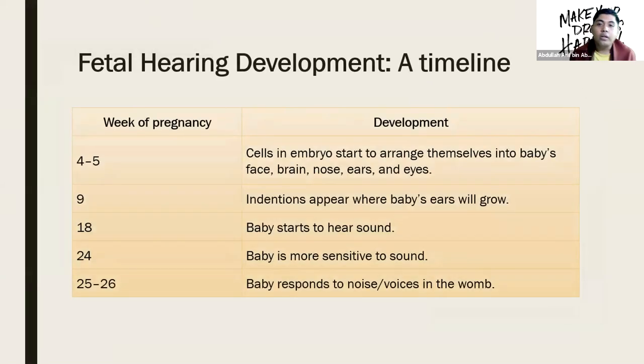So this slide shows the timeline for fetal hearing development. As we can see, at 9 weeks of pregnancy, the indentation appears, where the baby's ears will grow. At 18 weeks of pregnancy, the baby starts to hear sound. I think hearing is really special, because the baby can start to hear from the womb, not only after delivery. So what I learned from this is that when a mother is pregnant, she should talk nicely to the baby, because the baby can hear what we say. Maybe we can listen to Al-Quran or some music, because it can enhance the development of the baby.